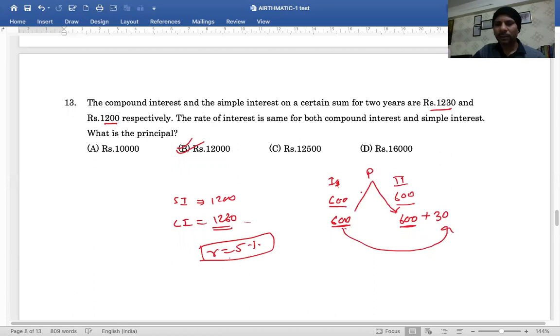Is that clear? The important point is that simple interest is the same for every year. Compound interest on the principal should also be the same, which is 600 for the first year, 600 for the second year. The extra interest we earn is only because of the interest of previous years.